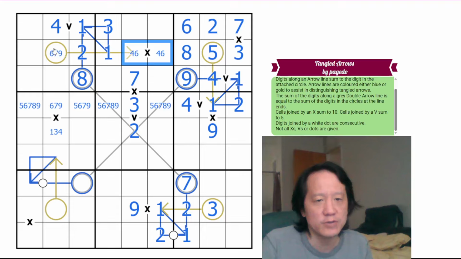This 4, 6 pair eliminates 4 and 6 here. So this has to be 7 or 9 here. 4 here eliminates 4 and 6 as a possibility for this column.